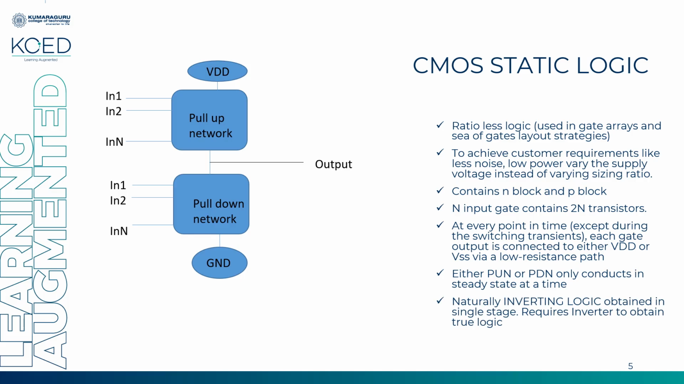And very important, you must understand that complementary MOS will always give a complementary output. It will not give a true output. Any design that is implemented in CMOS static logic will not give a true output. It will give only a complementary output. If you want a true output to be obtained, always add an inverter at the output terminal.